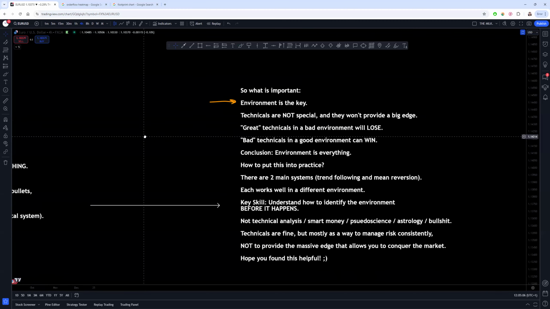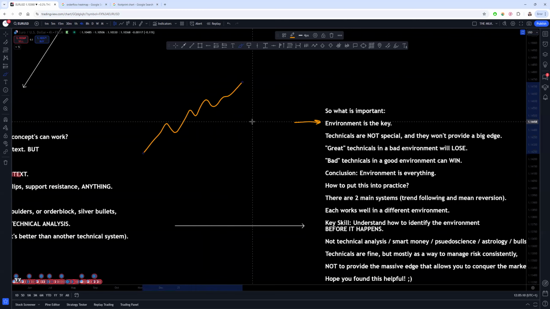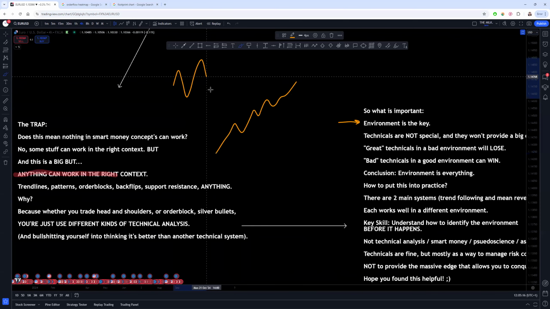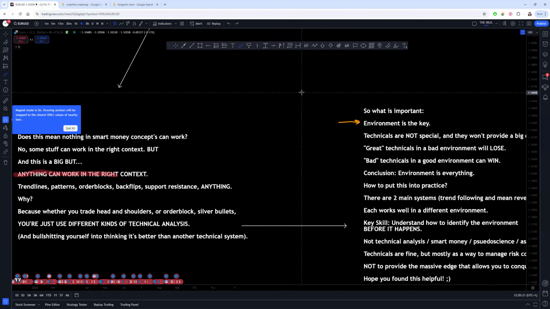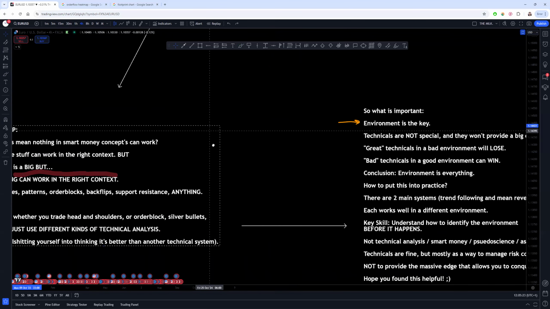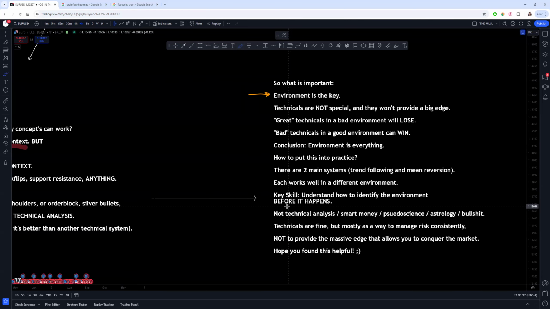Trend following works in an environment where, you guessed it, a trend is more likely to happen. Or not necessarily more likely, but it's more of a trending environment. A mean reversion system works well in range bound or choppy environments. And so being able to identify ahead of time which of those environments we're going to be in is the key skill, right? This is the key skill.